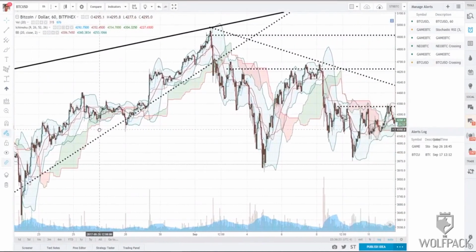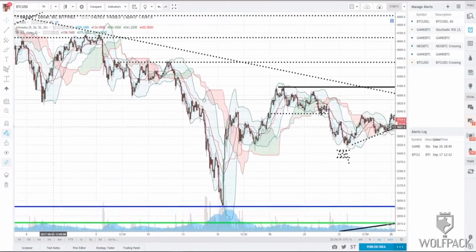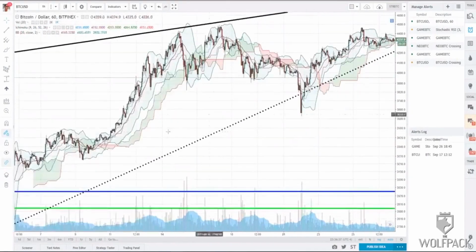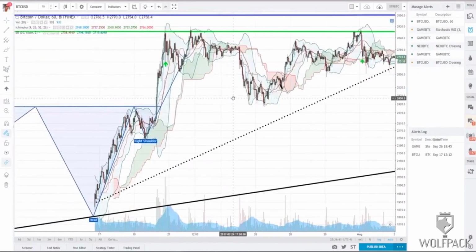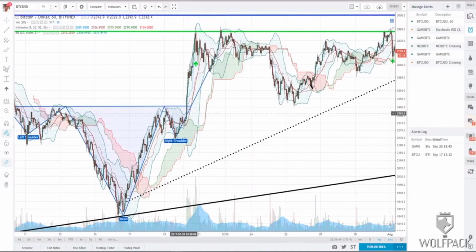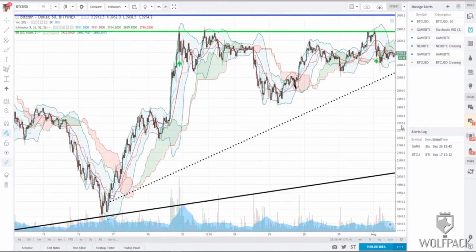Where was it at? I think it was in the previous rally. Yeah. It's something that confuses a lot of people, because they don't know the difference between a pennant and a symmetrical triangle.